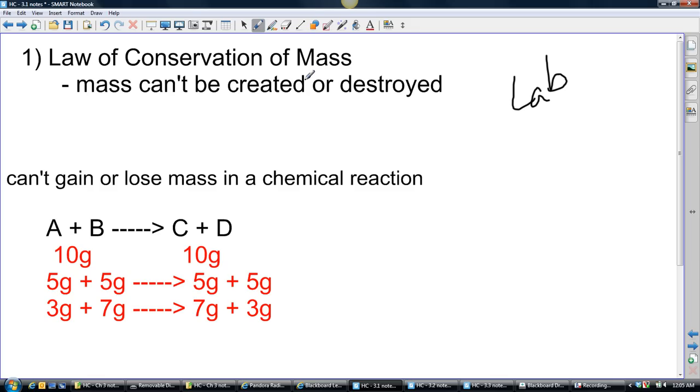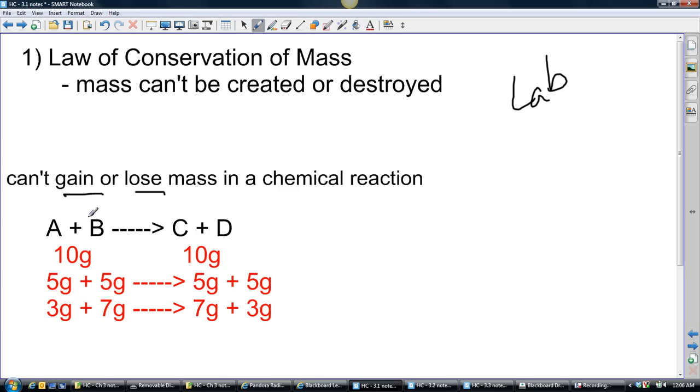Basically what the law of conservation of mass states is mass cannot be created or destroyed. So if we have a reaction involving 3 chemicals and the total mass is 20 grams, in the end there still has to be 20 grams somehow accounted for. So basically what we're saying is no matter what the chemical reaction is, we cannot gain or lose mass as that occurs.